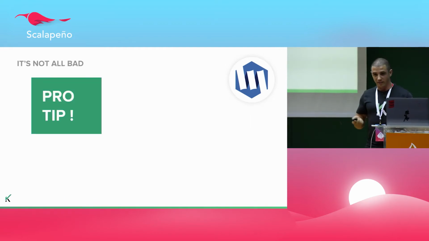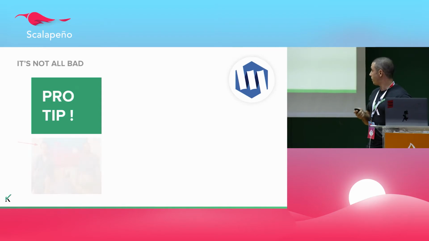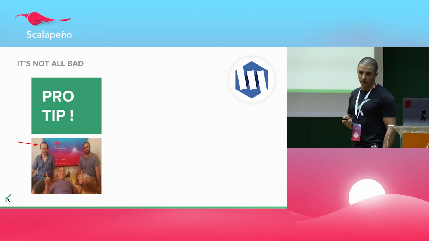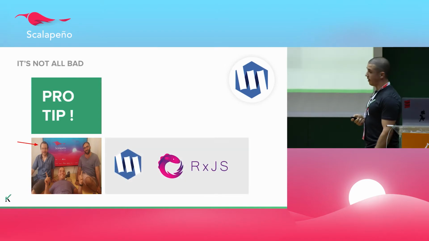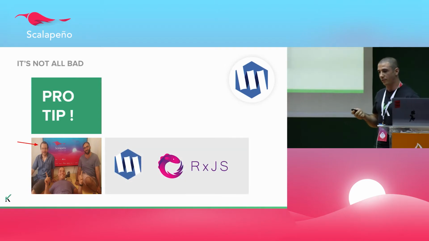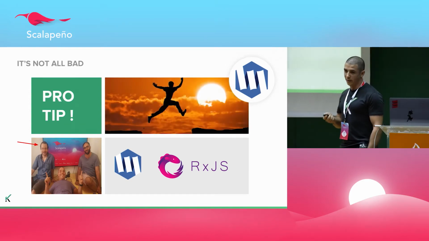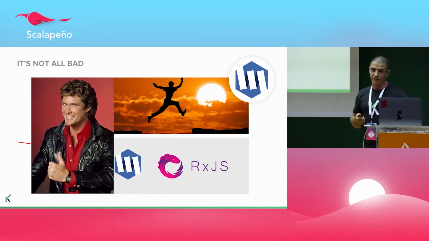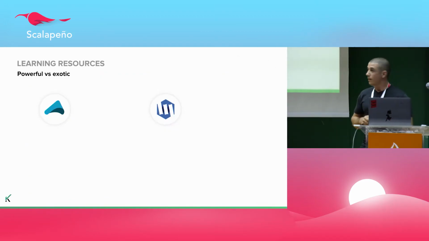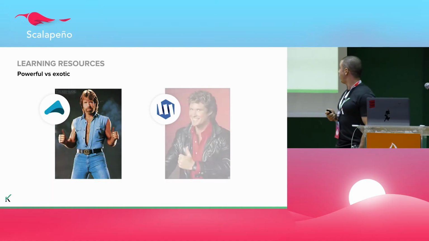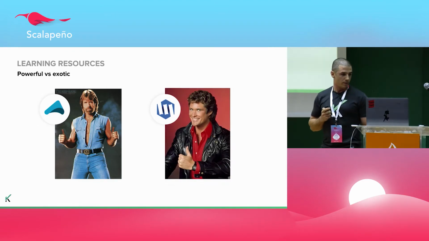I'm going to share a pro tip that I discovered while learning Monix. A colleague of mine reminded me of the fact that Monix is highly inspired by other Rx streaming libraries, like RxJS, and he suggested that I should look at the RxJS documentation and then try and implement it with Monix. It turned out to be really good advice, and overall I would say it balances things out. So, if we want to sum up the learning resources, it's a matter of taste. Do we prefer the powerful documentation over the exotic solution that Monix has?